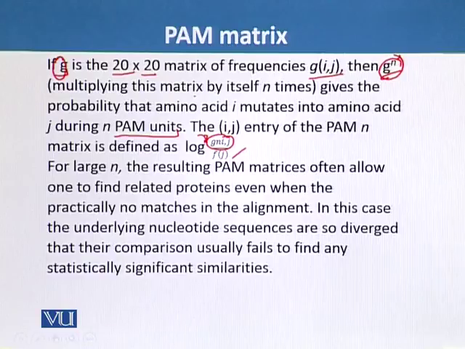For large n, the resulting PAM matrices often allow one to find related proteins even when there are practically no matches in the alignment. In this case, the underlying nucleotide sequences are so diverse that their comparison usually fails to find any statistically significant similarities. So this is more suitable for amino acids rather than nucleotide sequences.